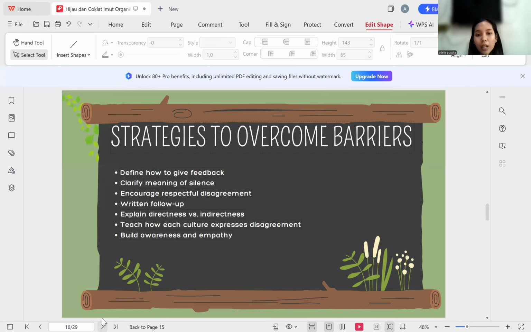So the strategy to overcome this barrier, I think, the first is to define how to give feedback to each other, and the next is to clarify the meaning of silence, and the next is to encourage respectful disagreement, and we can read in a follow-up about this case. The next is we can explain directness and indirectness, and this is so important, I think. And the next is we can teach how each culture expresses disagreement. And the last, maybe we can build awareness and empathy for each other.